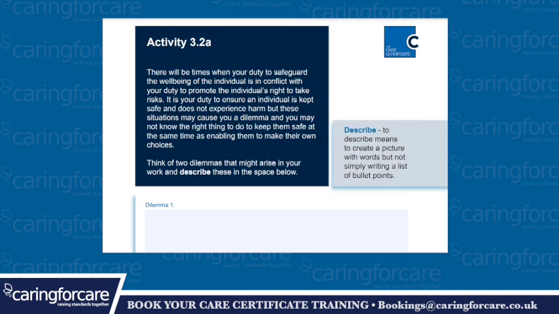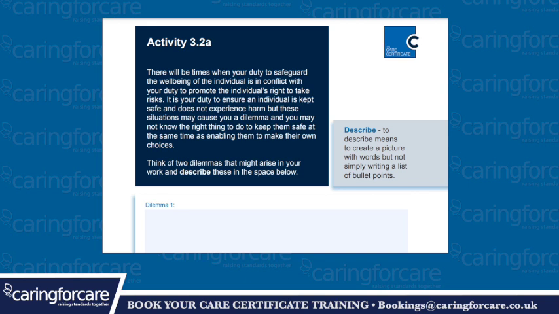Activity 3.2a. There will be times when your duty to safeguard the well-being of the individual is in conflict with your duty to promote the individual's right to take risks. It is your duty to ensure an individual is kept safe and does not experience harm, but these situations may cause you a dilemma, and you may not know the right thing to do to keep them safe, at the same time as enabling them to make their own choices.